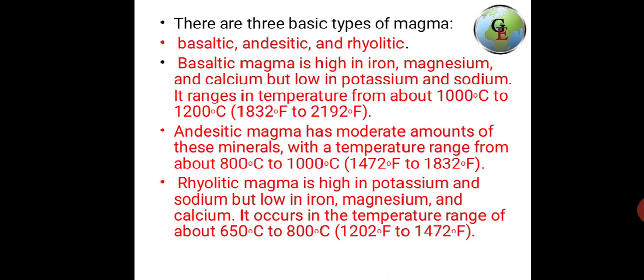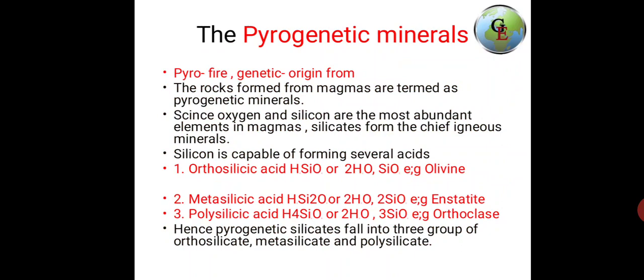Basaltic magmas are rich in iron and magnesium, and their temperature ranges from 1000 degrees centigrade to 1200 degrees centigrade. Andesitic magmas are moderate in iron and magnesium as well as calcium, potassium and sodium, and their temperature ranges from 800 degrees centigrade to 1000 degrees centigrade. Rhyolitic magma is high in potassium and sodium but low in iron and magnesium, and its temperature ranges from 650 degrees centigrade to 800 degrees centigrade.